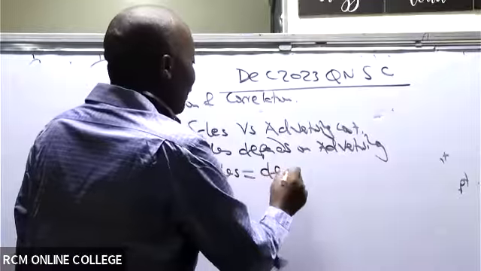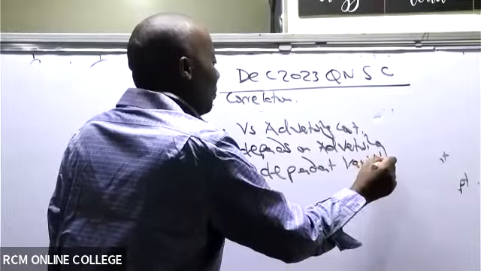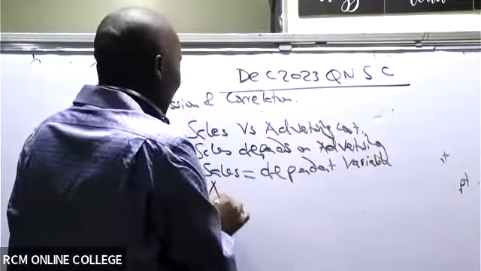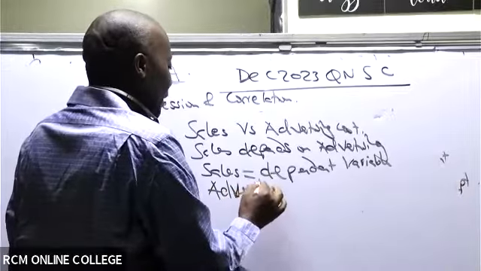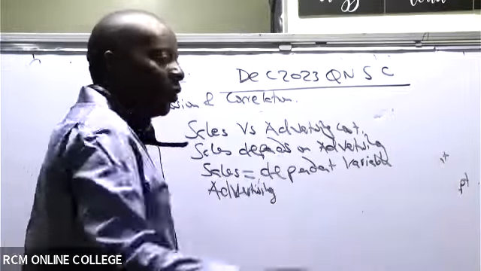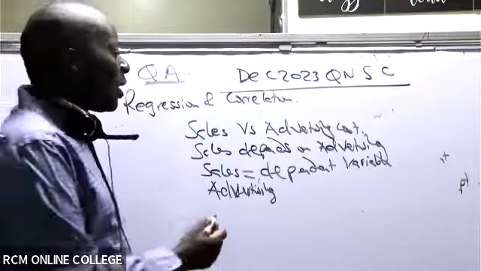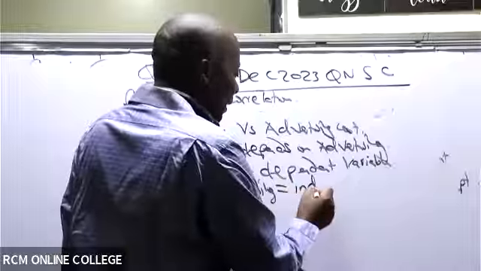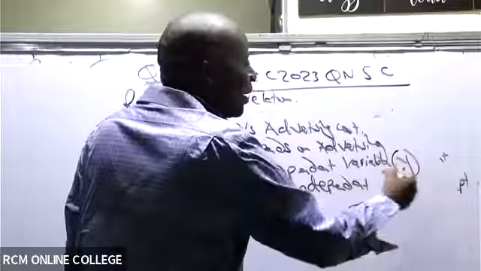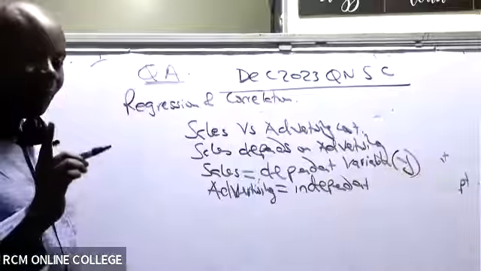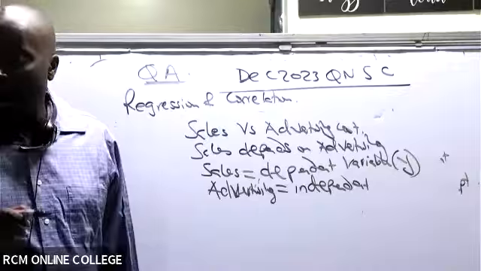Sales will be the dependent variable. And then we have advertising. Advertising will be now on the other side of the coin. So now in this case, the advertising cost will become independent. Remember, the dependent variable is always your Y variable.